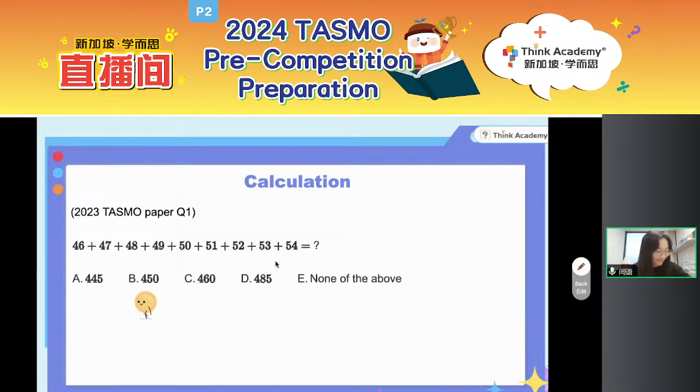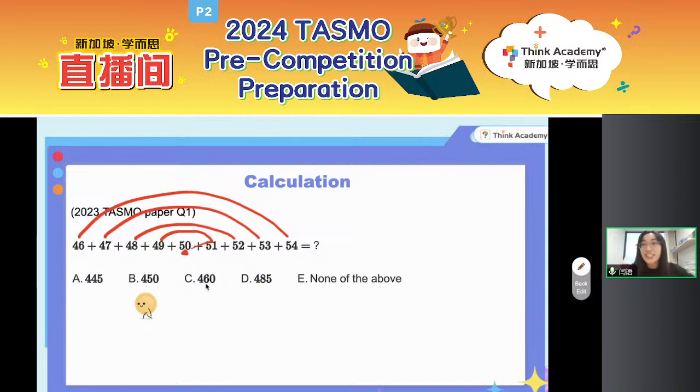No? Okay, let me show you. Oh, I see. Some of you told me, okay, here, look, we can make 10s. 46 plus 54, right? Okay, and then 47 plus 53, because the last digit is 7 plus 3, you can make a perfect 10. Okay, and then move on, 48 plus 52, yes? And then 49 plus 51. And then in the end, okay, 50 is lonely. You just add it in the end. Yes, this is a good way.